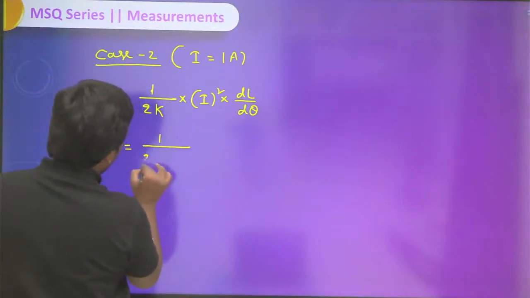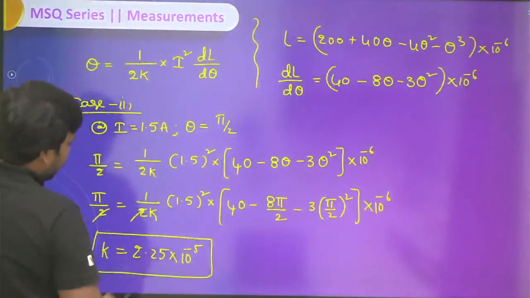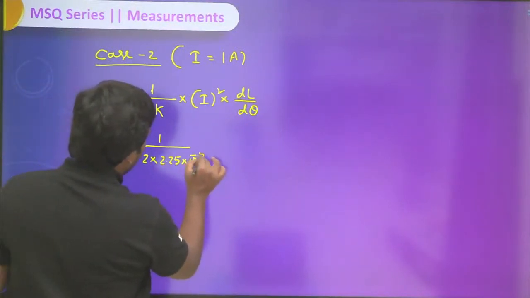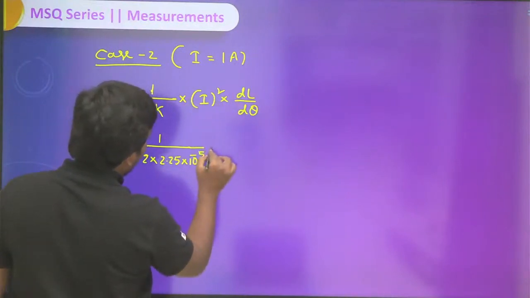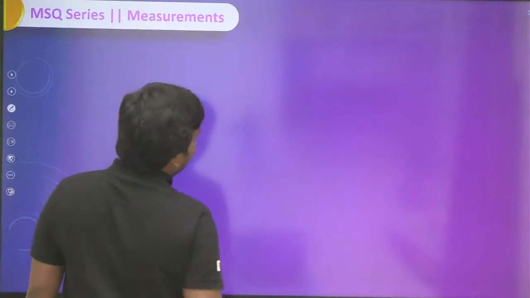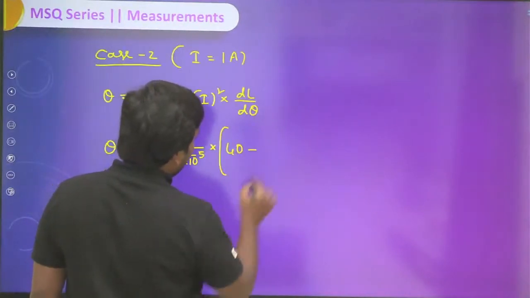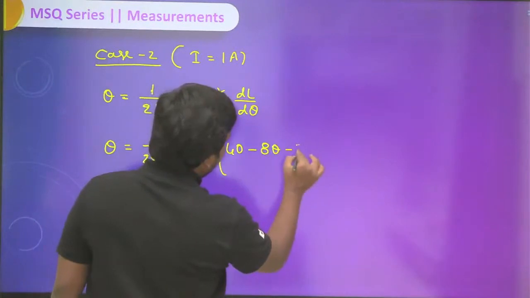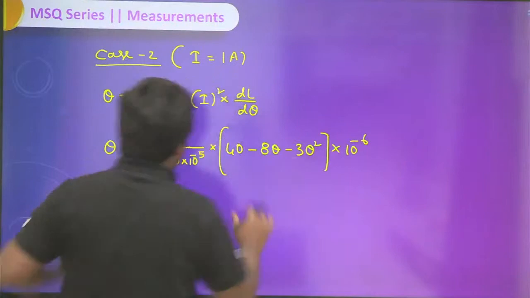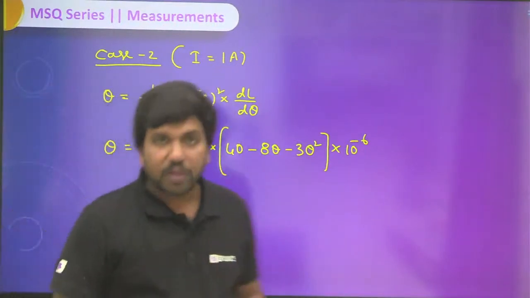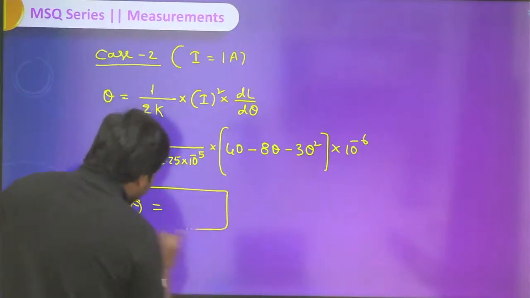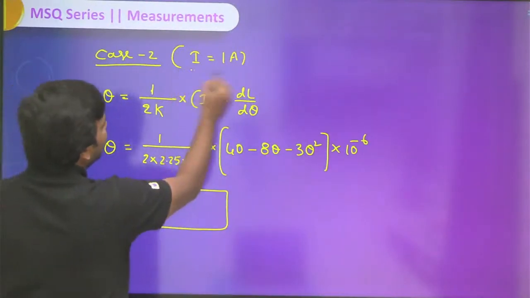1 divided by 2 into, what's the value here? 2.25 into 10 to the power of minus 5, and then I square is 1 ampere square, into dL by d theta. dL by d theta, we already know, is 40 minus 8 theta minus 3 theta square, into 10 to the power of minus 6. Relax, you will get a quadratic equation. Solve this carefully, then you will get the final value of the deflection theta, which you need to keep in radians. However, this is the first case 2.